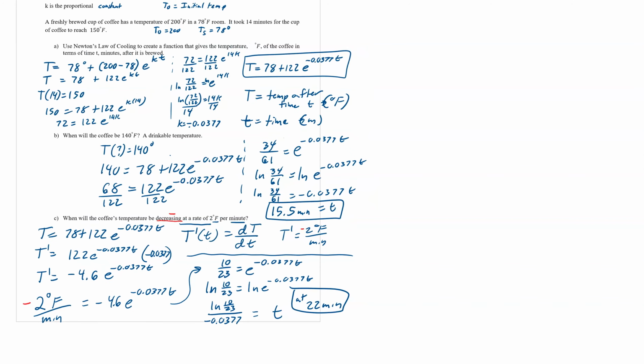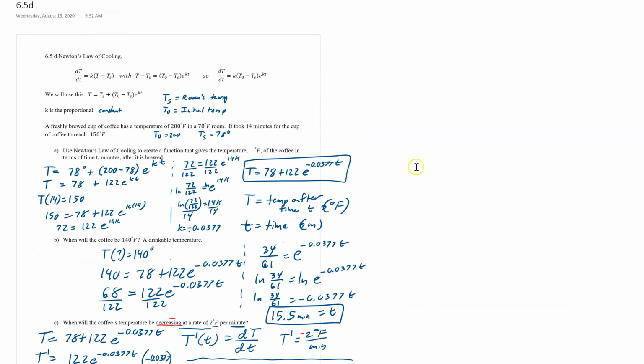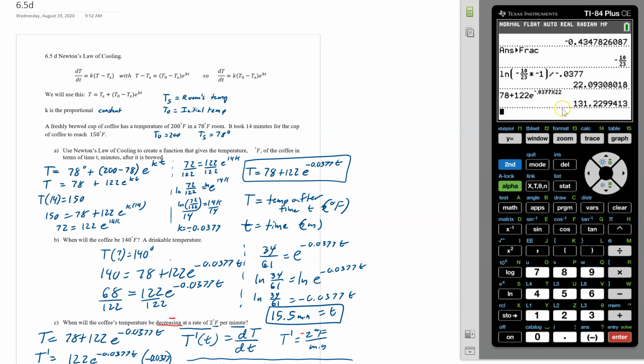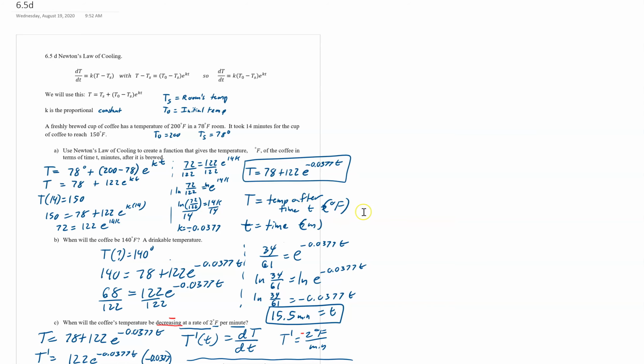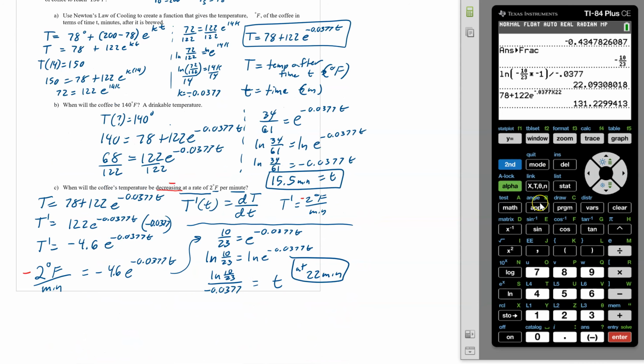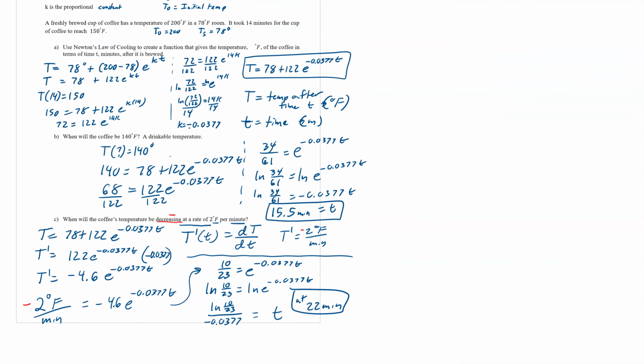So what that means is if you were to plug in 22 into our function, like this, you get 131 degrees. So what are we expecting? We're expecting a 2-degree temperature drop. So at 22 minutes, the temperature is 131. So we're expecting at 23 minutes for it to be 129 degrees. Still drinkable, still going to taste good. But there you go. There's every single question now that we could be asked with exponential functions to find.